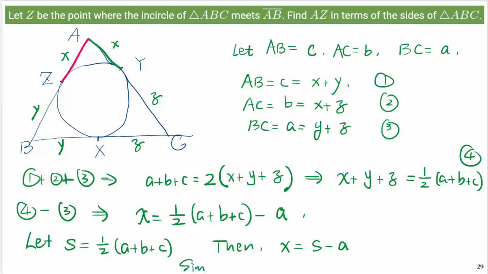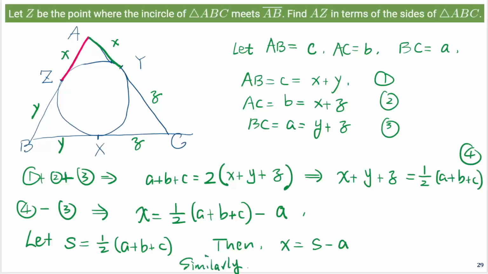Also, similarly, you can use the same method to show that Y equals S minus B, and Z is actually S minus C. Did you get it? This is the relationship between X, Y, and Z and A, B, C.